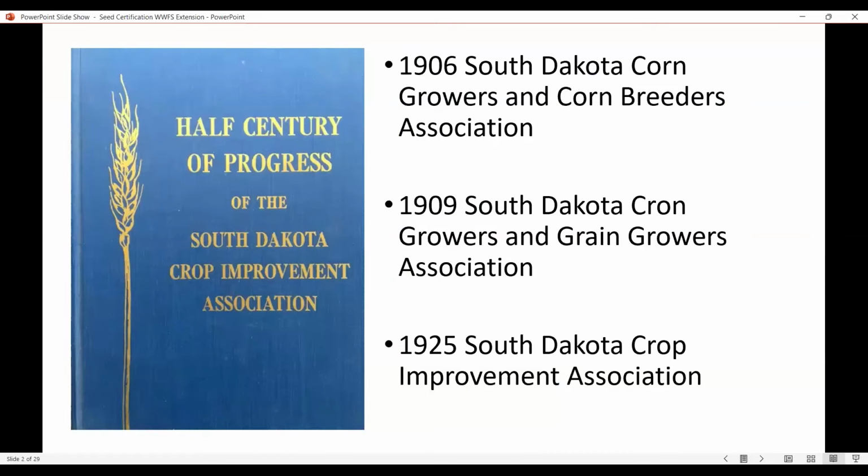South Dakota Crop Improvement Association started out in 1906 as the South Dakota Corn Growers and Corn Breeders Association. And this was when hybrid corn was just getting started and they wanted a way to help control it and maintain it. And then in 1909, they changed to the Corn Growers and Grain Growers because they thought, this has worked a little bit for corn, we should start to use it for small grains. And then in 1925, they changed over again to what it is today, the South Dakota Crop Improvement Association.